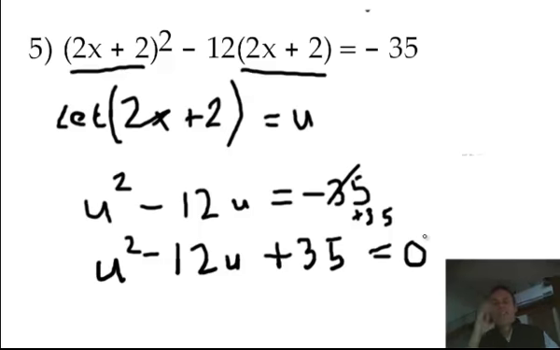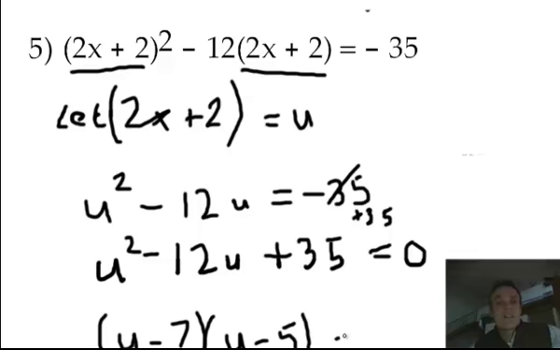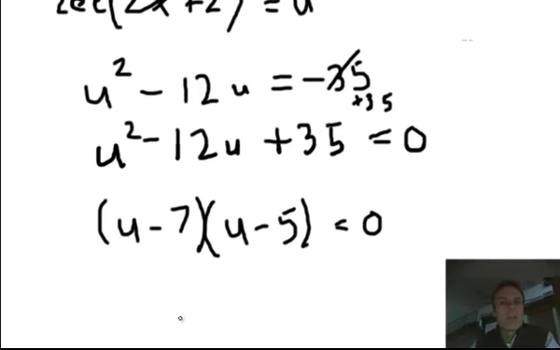Now hopefully, unless it's the quadratic equation formula, right, what are two numbers that multiply to make 35? Oh yes, this one will factor. It is minus 7 and minus 5. You see that? Go back to your factoring days. There we go. So to make it 0, u must equal 7 and u must equal 5.